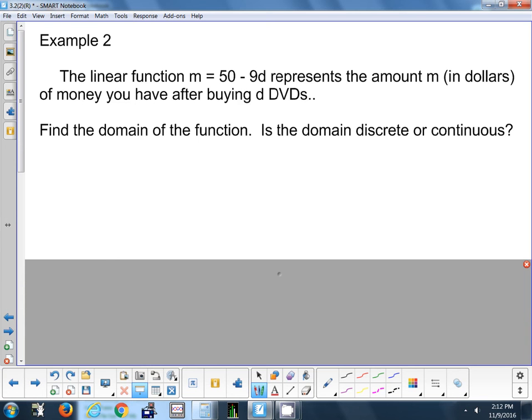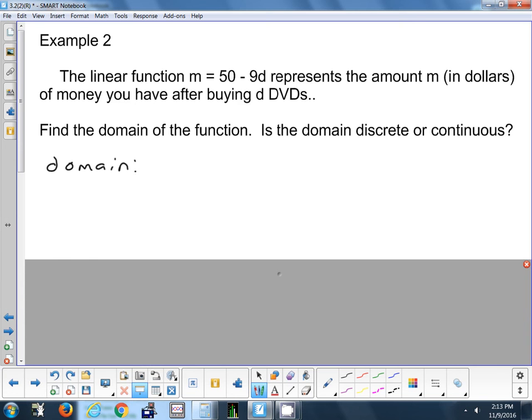Continuous means you could buy any number in between, like 1.7, things like that. This is discrete, right? Because you could buy 1 DVD, you could buy 2 DVDs. You can't buy anything in between 1 and 2. You can't buy 1.7, not with DVDs. Kind of like buying gallons of paint at the store. You can buy 1 gallon, you can buy 2 gallons. Unless they sell smaller containers, you can't buy anything in between. You gotta buy 2. All right. So let's see if we can figure out our domain. How many DVDs could you buy at a minimum?